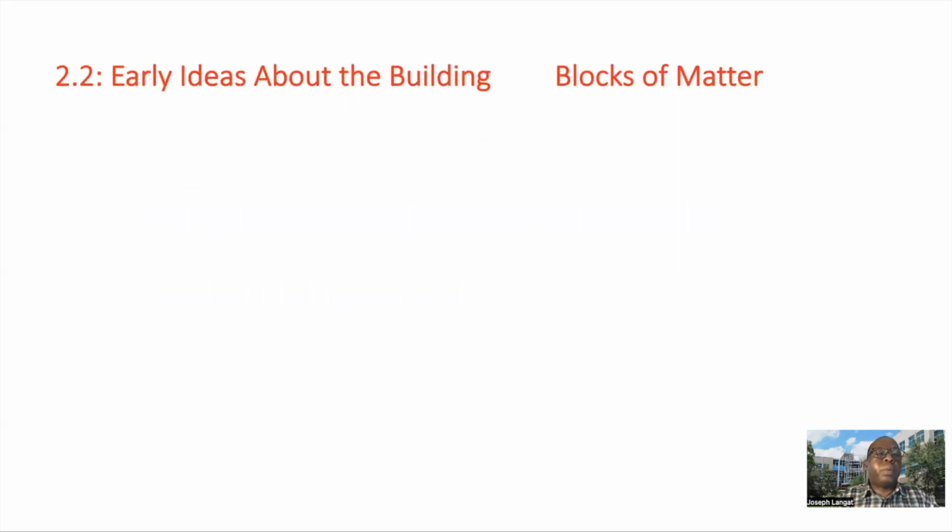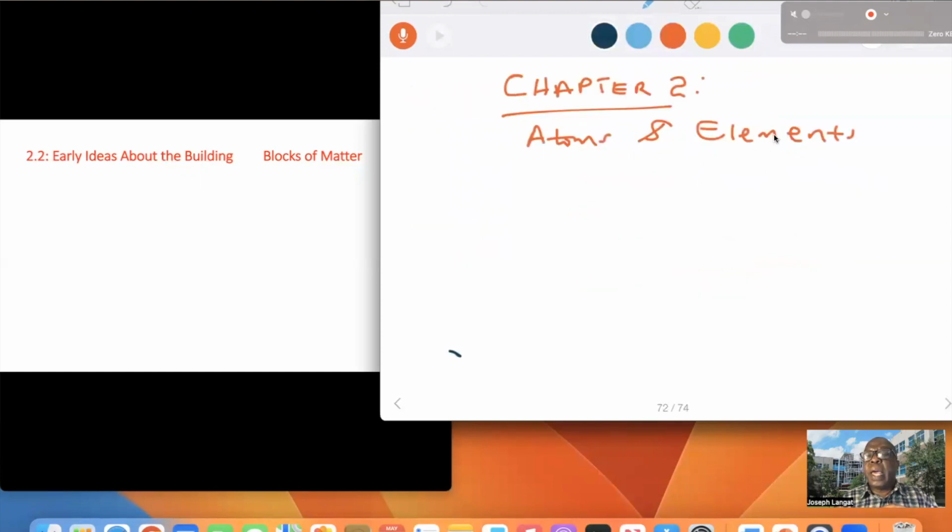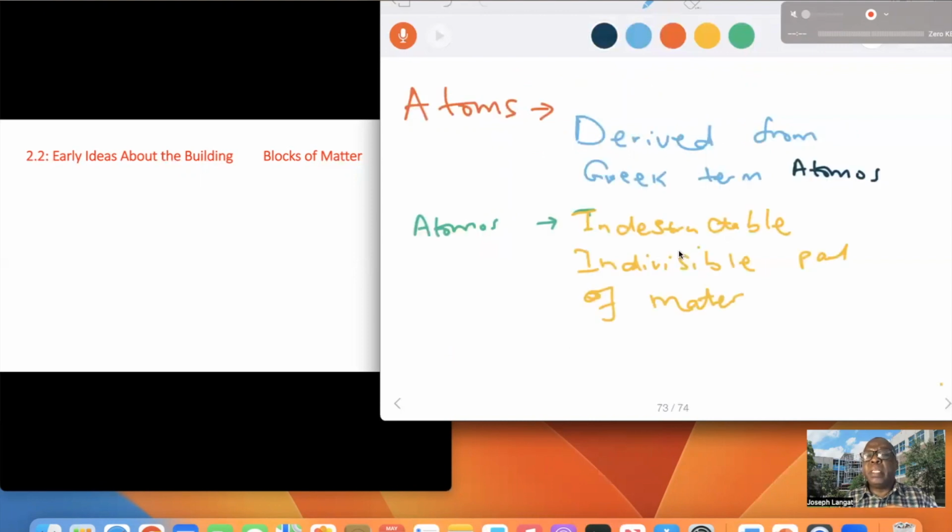Now, I don't want to spend more time on section 2.1, Brownian motion. That's just the beginning of looking at the atoms. We're going to come back again to the elements. Having said that, remember the meaning of the word atom is indestructible, indivisible part of matter. Now, in chapter 2, we will look at the elements. And what are elements? These are the building blocks of matter.